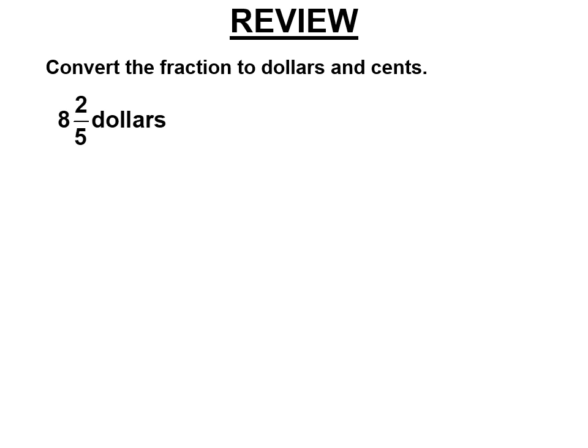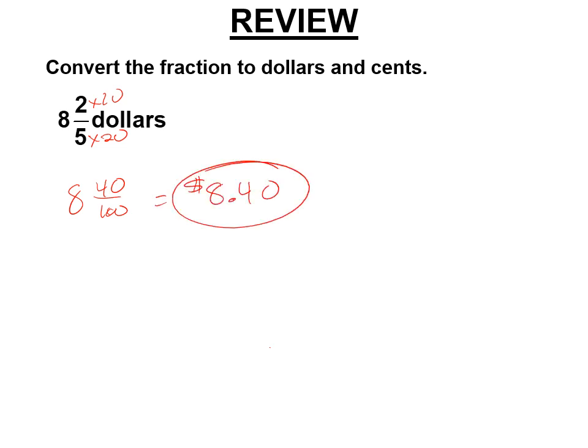Convert that to dollars and cents. Well, money is out of 100, right? So we got to get that over 100. 5 times 20 makes 100. 2 times 20. So it's 8 and 40 hundredths, which is $8.40. All right. This is the only place where you need this extra 0, really.